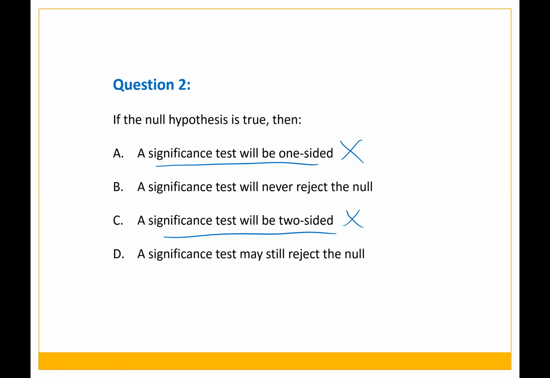A significant test will never reject the null. It only means that we don't have enough evidence to reject the null hypothesis, and it also depends on your threshold. Your p-value might be bigger than 0.05 but smaller than 0.01, or bigger than 0.05 but bigger than 0.01. So it can still be rejected. And so the answer is going to be D. And again, it depends on what threshold you're looking for in your statistic test.